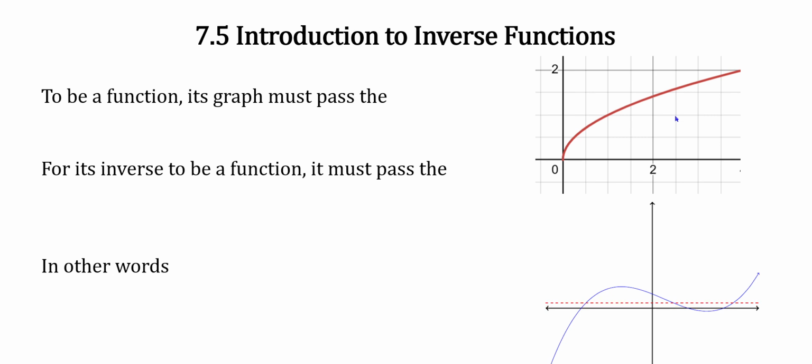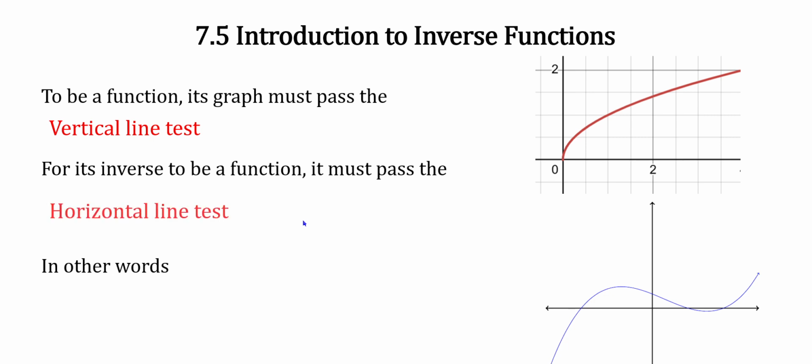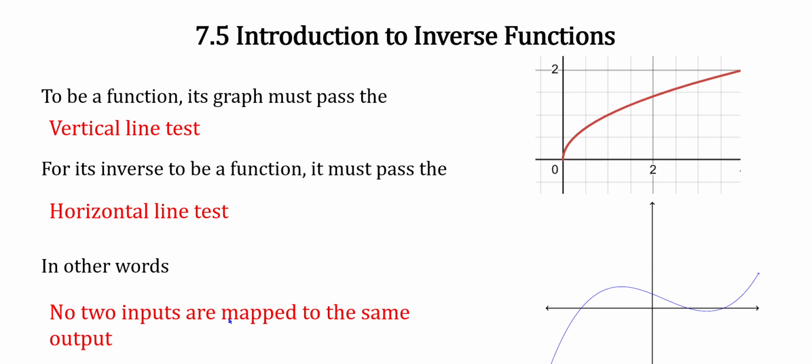Okay. Normally we do a vertical line test to see if something's a function, like this one. You run a vertical line. If it touches more than one part of the graph, it's not a function. For the inverse to be a function, the original must pass the horizontal line test. You can see this starts to fail when it turns red there on a horizontal line test. In other words, no two inputs are mapped to the same output. Here, this would pass a horizontal line test, so it would be invertible. This one is not.